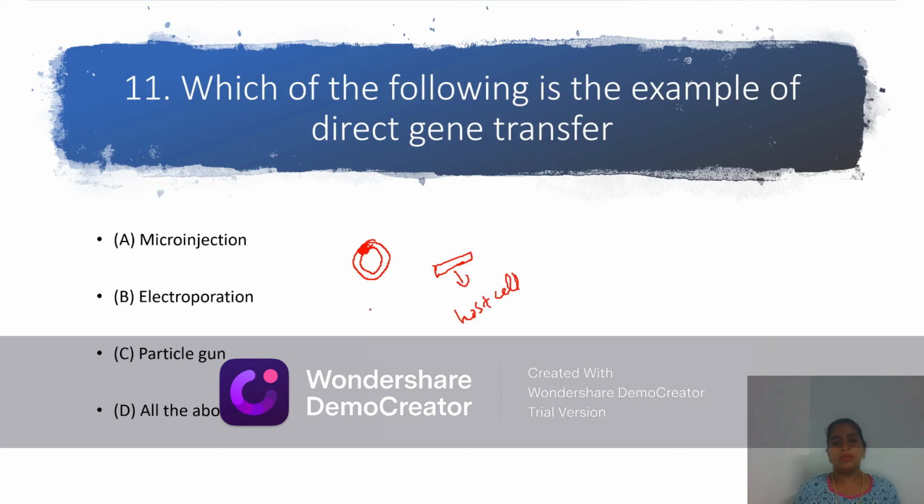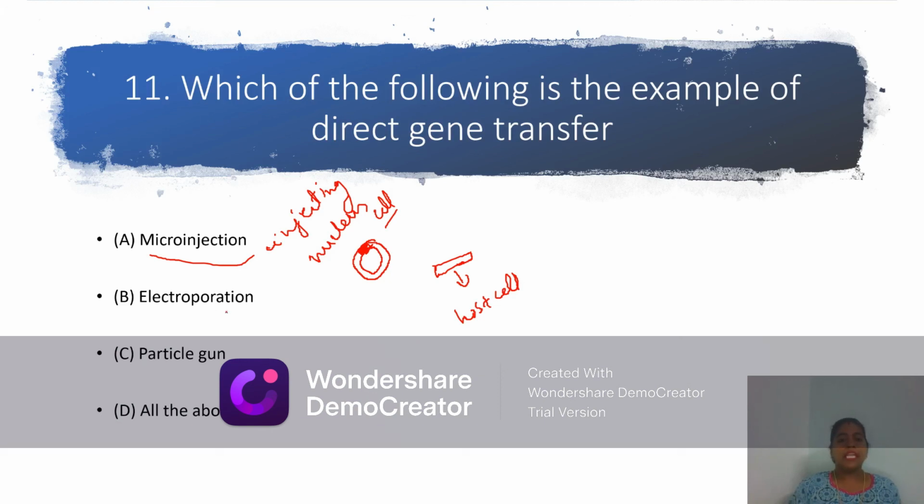So they are asking which are all the direct gene transfer methods. You know micro-injection. So here what's happening? You are injecting the gene of interest into the nucleus of the cell, right? Into the nucleus of the cell you are directly injecting. So that's the correct answer.